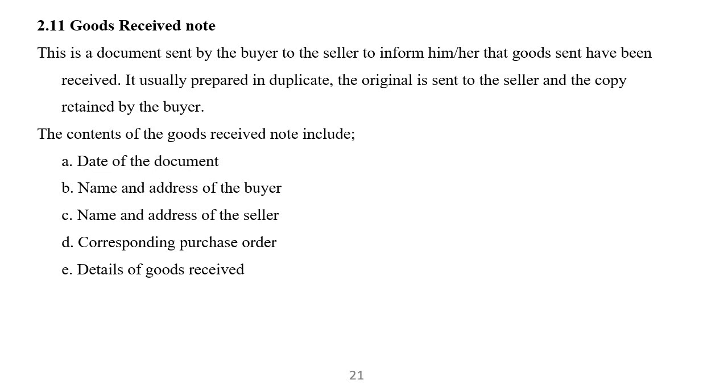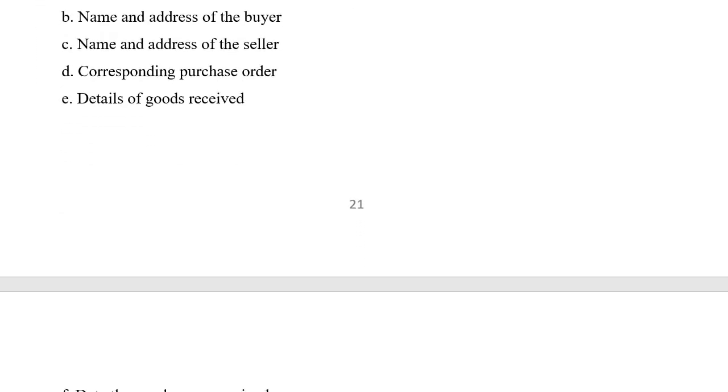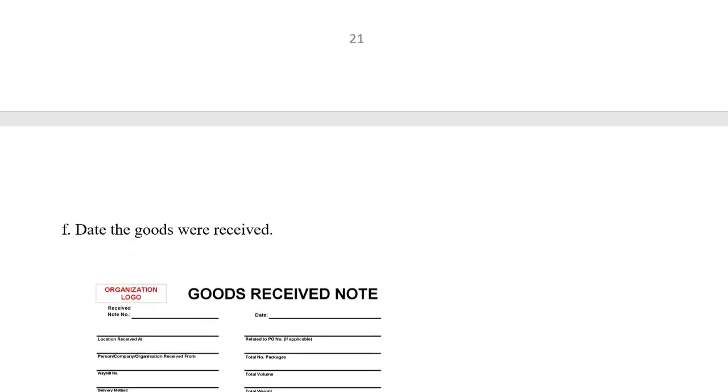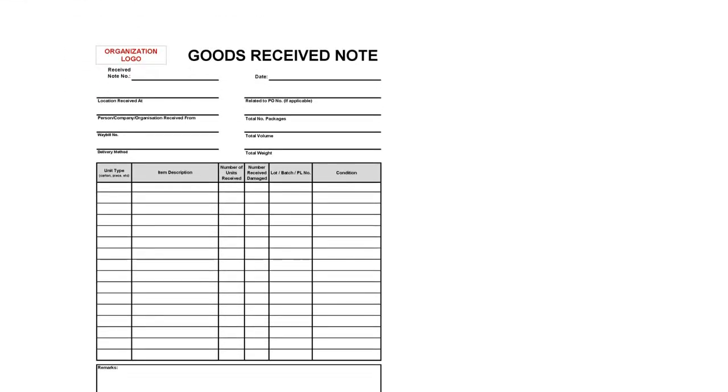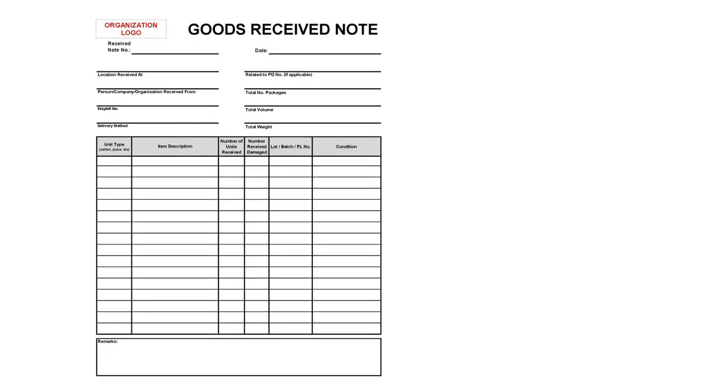So let's see some of the contents of goods received notes. It contains the date of the document, the name and the address of the buyer, the name and the address of the seller, the corresponding purchase order, and details of goods received. So let's see an example, or rather how a goods received note looks. Here it is. It contains all those things that we have just talked about. This is how it looks.